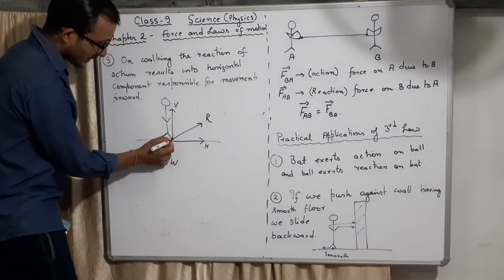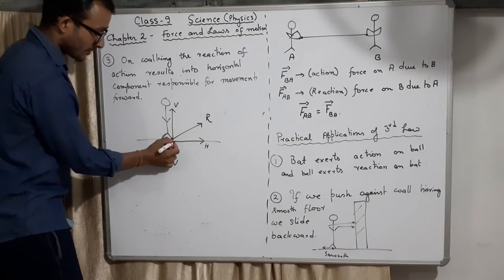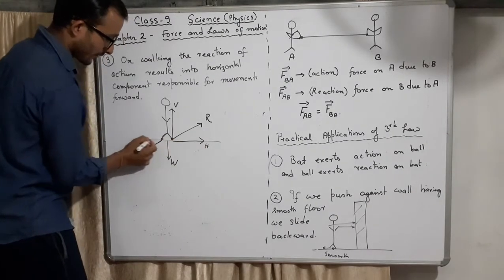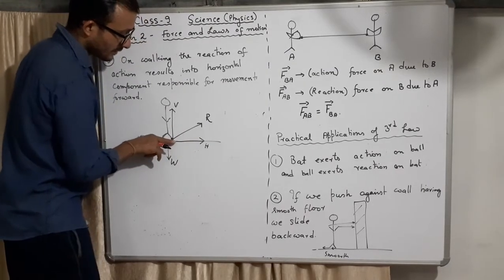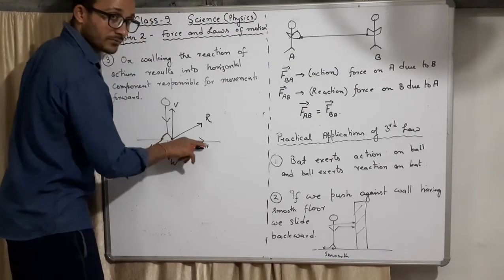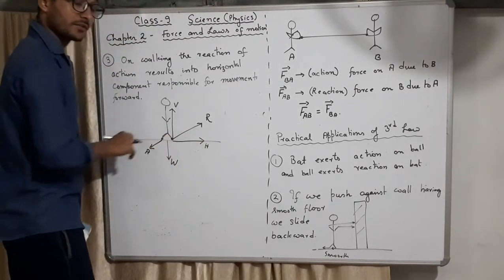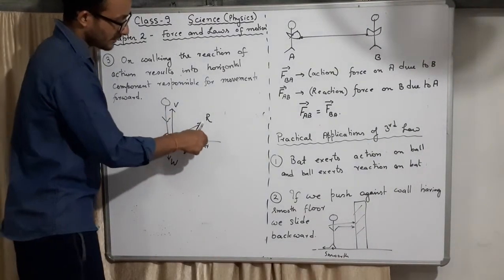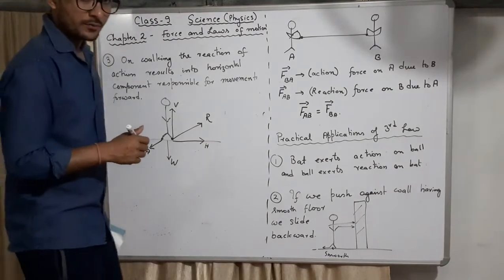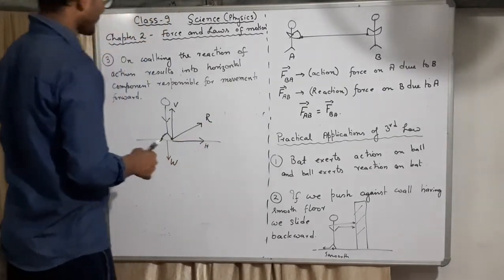Now look here. This weight is balanced by this vertical component. But to balance the horizontal, there is nothing here. That means the reaction is giving full force in this direction, with a net result in this direction. What will happen? The body can move now. This body will move in this direction. That is what we call walking when we walk in this direction. Okay, so this is the meaning.